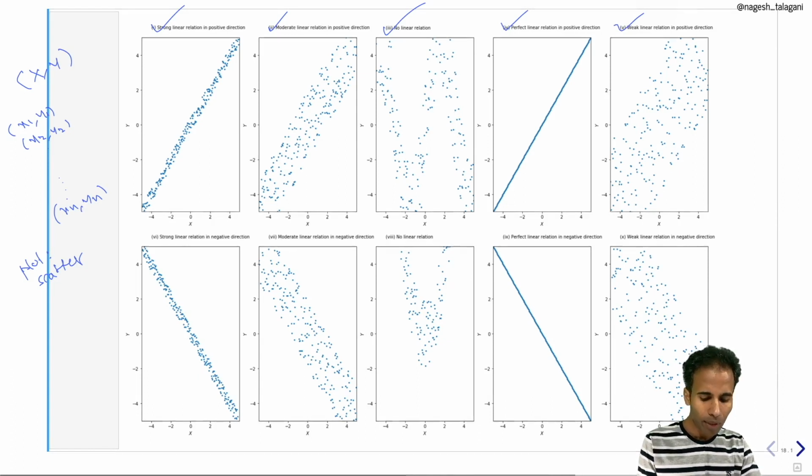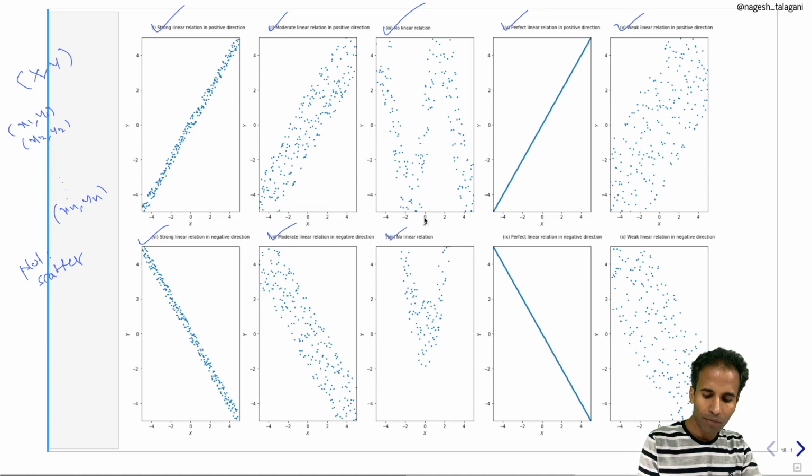Similarly, if it is like in figure 6, we can say there is a strong linear relationship between x and y, but in negative direction. When I say negative direction, I mean with a negative slope. That means when x increases, y decreases. Similarly, if it is like in figure 7, we can say there is a moderate linear relationship between x and y in negative direction.